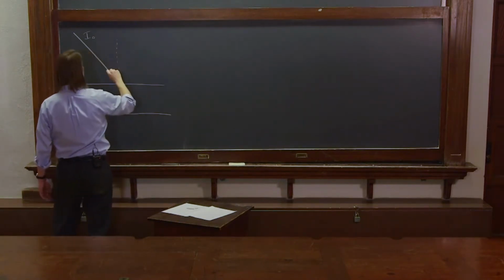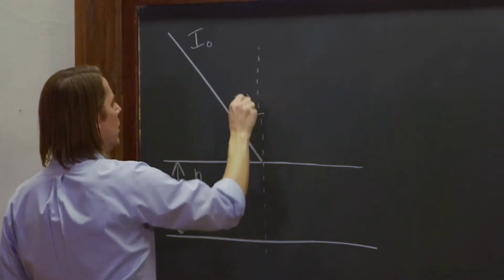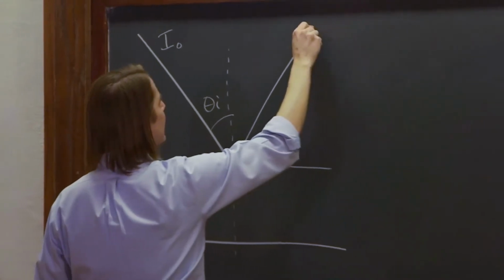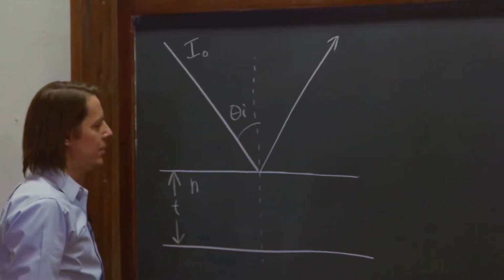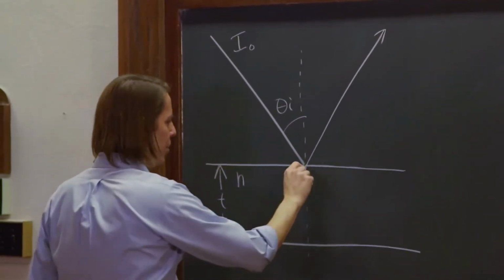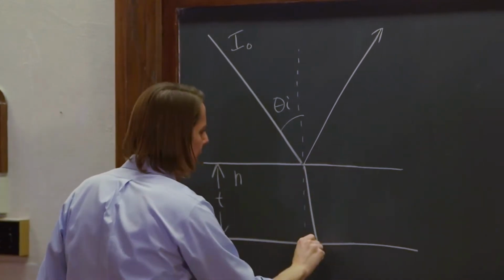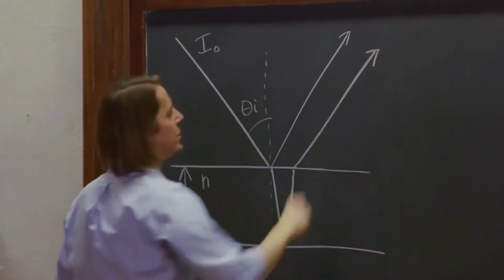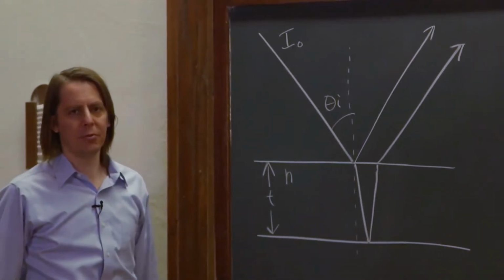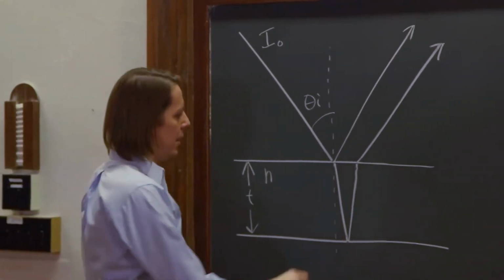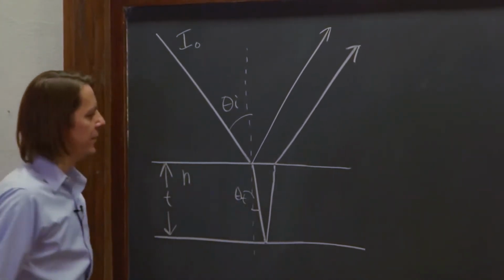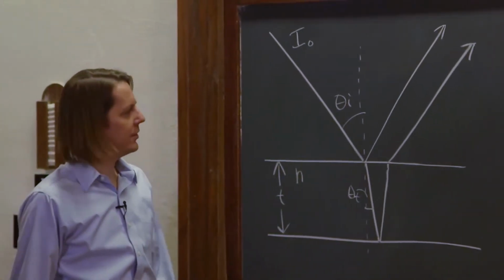at some angle to the normal, theta I, we know that part of it is going to reflect at the same angle, but part of it is also going to come down and then reflect off the back, and it'll emerge actually at the same angle as the front reflection. So we could also define that for later as theta t, the refracted angle.